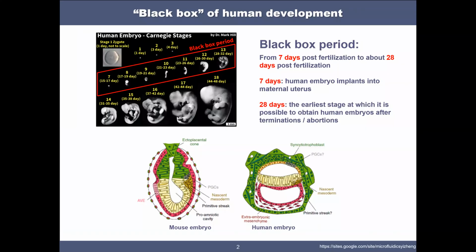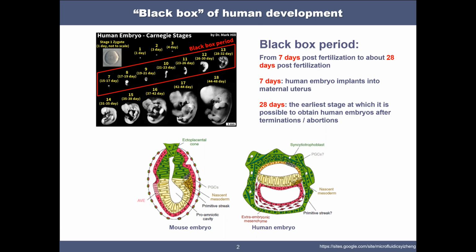First, a very brief background introduction, just to make sure we're on the same page. The first few weeks of human development after conception are crucial for successful pregnancy and fetus health. Due to the scarcity of human embryo samples, the critical time from 7 days post-fertilization to about 28 days post-fertilization is often referred to as the black box period. During this period, many important developmental processes happen.